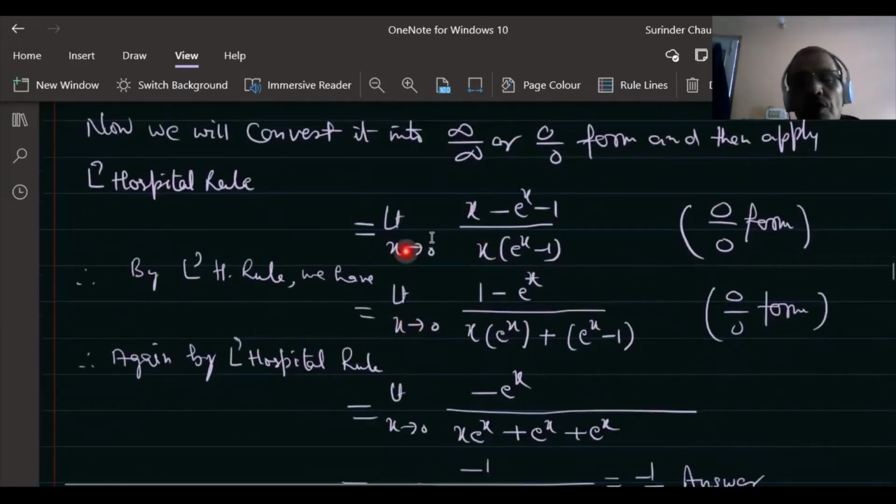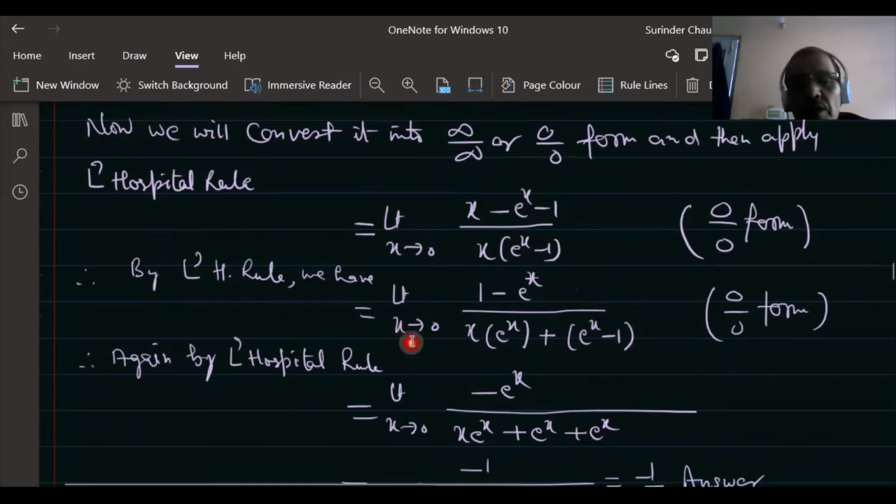So differentiating the numerator, 1 minus e^x, the derivative of e^x is e^x, and the derivative of the constant is 0. The product is in the denominator, this is equal to x times e^x. Its derivative is e^x times x plus e^x times the derivative of x, which is 1, by the product rule u into v. So numerator separately, denominator separately.